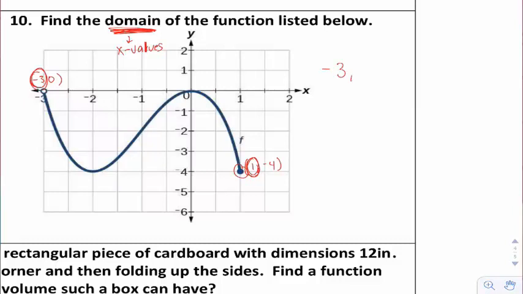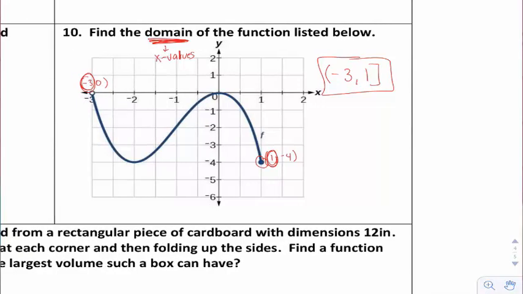So your domain, that's what it looks like on the inside. Next, open circle on -3 means we don't touch it. Closed circle on 1 means we do, so we put a bracket on it. That's your domain for number 10.